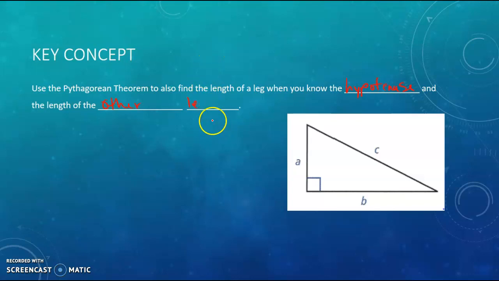Ooh, that's an interesting looking G. Let's try that one again. Other leg. We're going to use that.